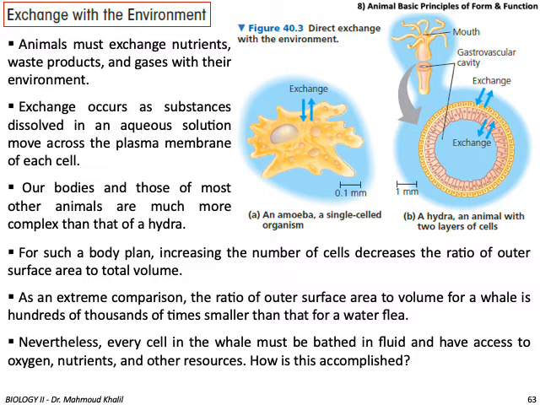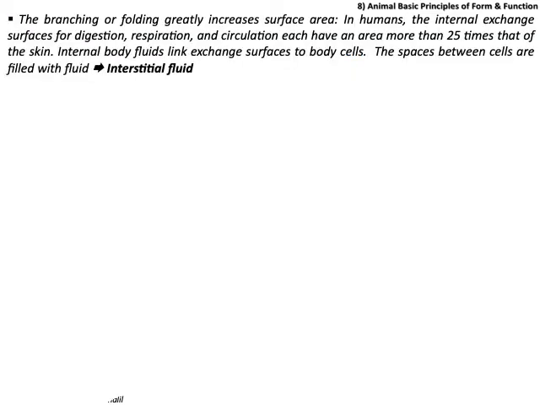How is this accomplished? This is accomplished by branching or folding, which greatly increases surface area. For example, in humans, the internal exchange surfaces for digestion, respiration, and circulation each have an area more than 25 times that of the skin, because the skin is not branched, but the internal organs are branched.